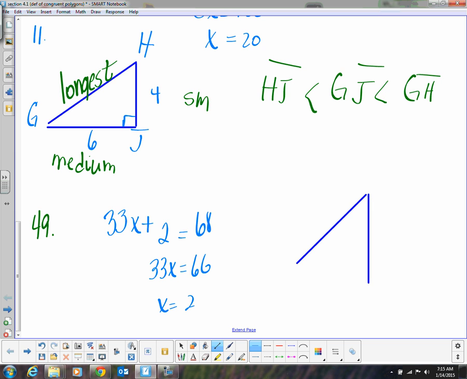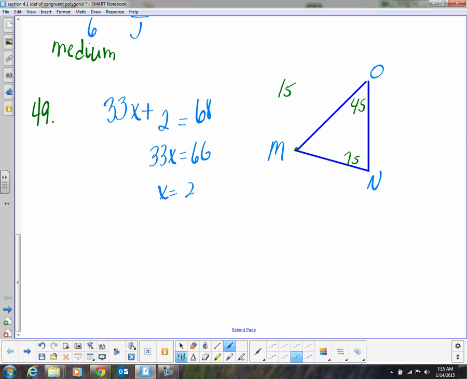15? Okay, 15 wants us to list the sides. So here's 15, and I need to know the letters. What do we have? M and O. They told us that this is 75, and this is 45. How do you find M, Bree? 45 plus 75 is 120. Then what? 180 minus 120 is 60. So can you order them now?